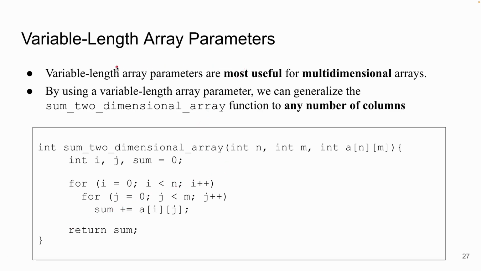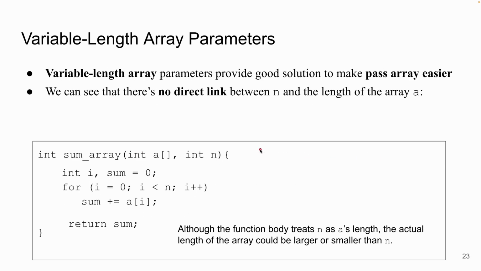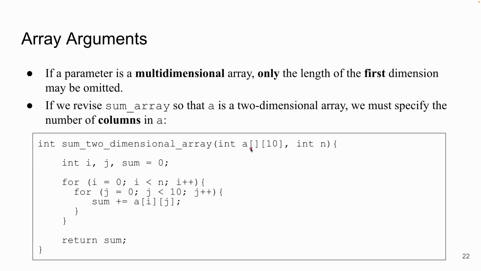And this variable length array parameter is useful for multi-dimensional arrays. So for example, we can have this revised sum array here. This function we introduced in the previous example can help us to summarize the elements in the 2D array. So we can rewrite the parameter list from this one. Sorry, from this one.